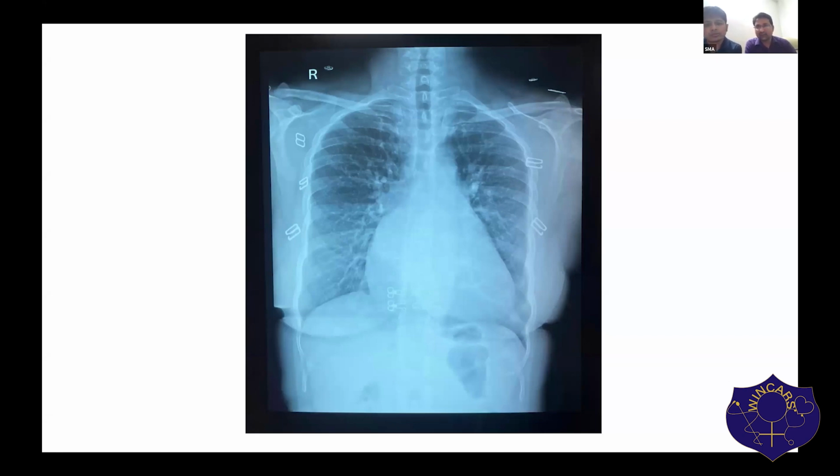There is a dilatation of the main pulmonary artery. You have a pointer. Can you see the structures on the left heart border?